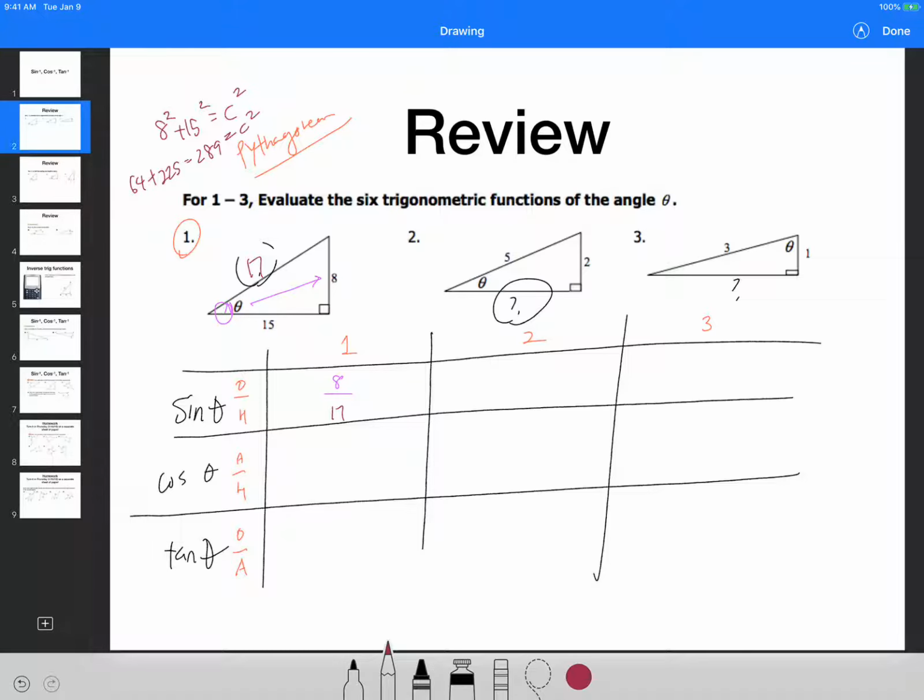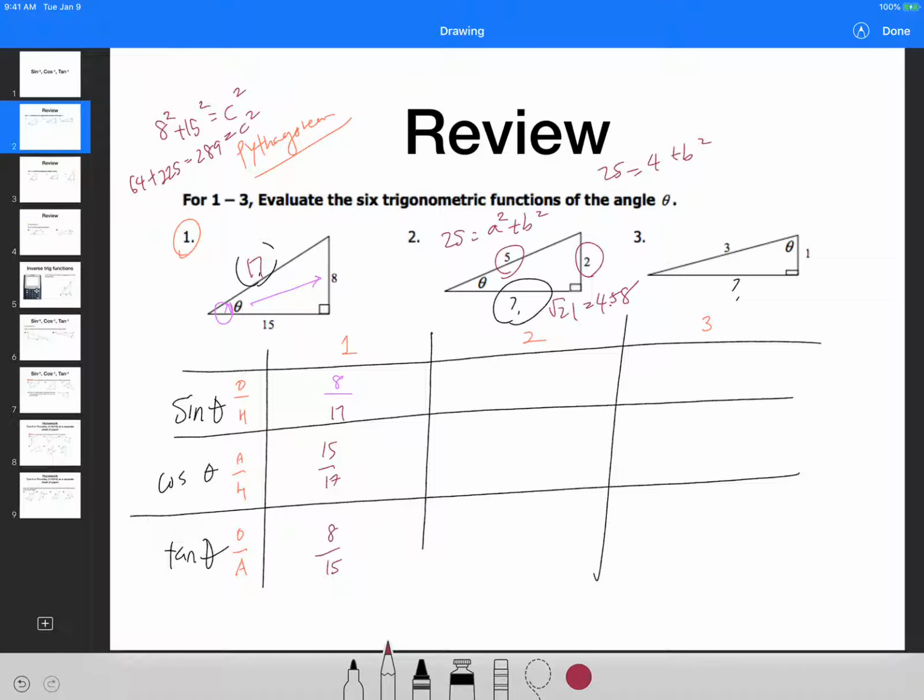So you'll have SOHCAHTOA: sine would be 8 over 17, cosine would be 15 over 17, and tangent would be 8 over 15. Now for the next one, you will have to do Pythagorean theorem again, but this time your hypotenuse is given. So 25 is equal to a squared plus b squared. So it will be 25 equals 4 plus b squared, because 2 squared is 4. And 25 minus 4, and you square root it. So this actually becomes square root of 21, which is around 4.5-ish.